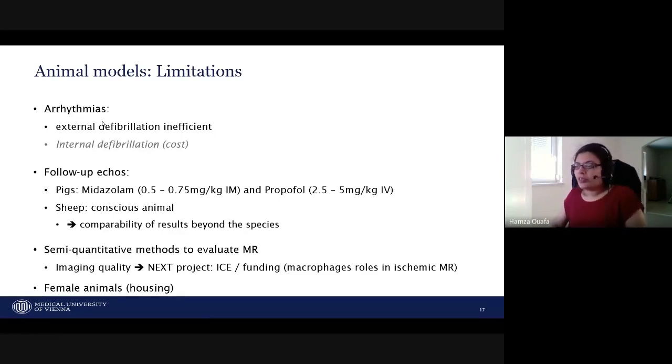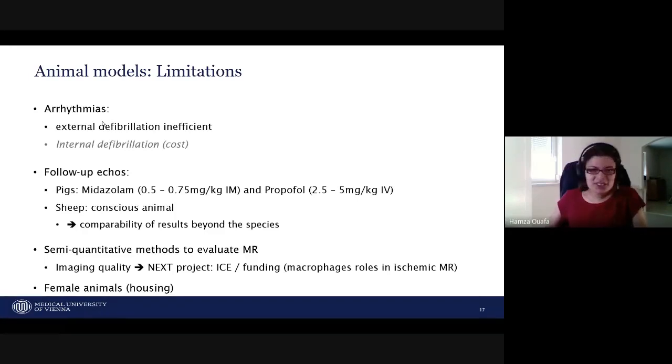Another problem was the follow-up echoes. In the pigs, we had to sedate them, but in the sheep, we were able to do it in conscious animals. Well, it's a sheep. As its name says it all, they're a little bit nicer. But the problem was maybe the comparability of the results across species. The good thing was that the final examination was done in both animals under general anesthesia. And as I said, our quantification method to evaluate the mitral regurgitation was not the best.